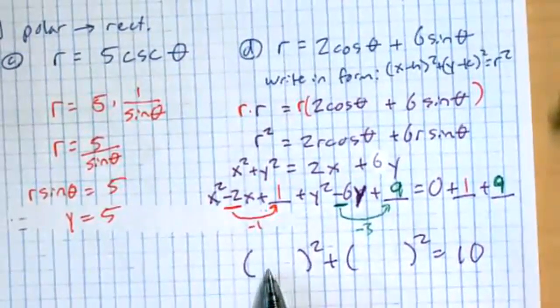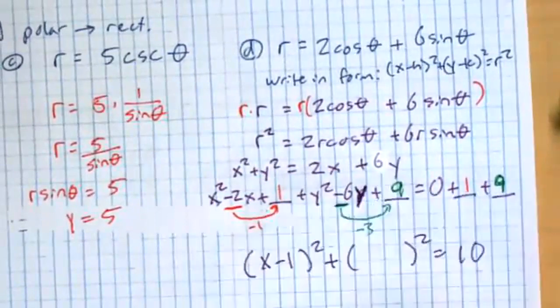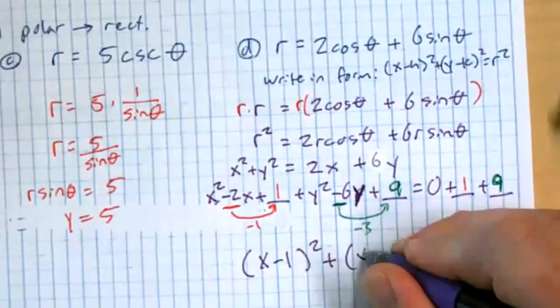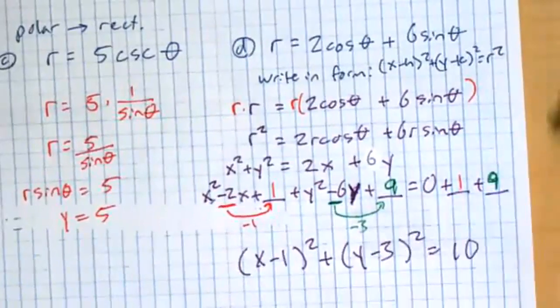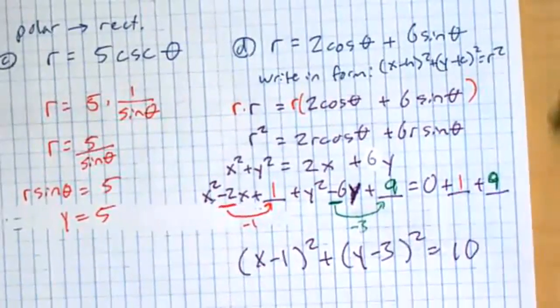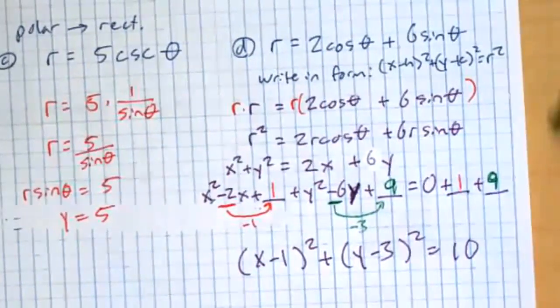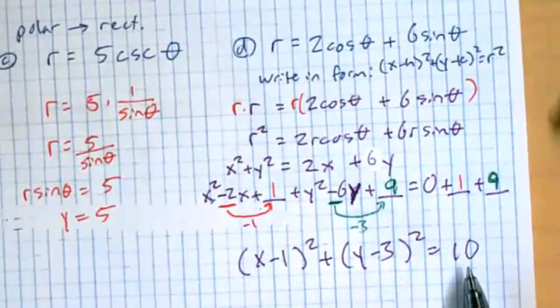Tell me, what do I have in this first parenthesis? x minus 1. And y minus 3. And we're done. It would equal 10. But if I asked you what the radius of that circle was, you would tell me square root of 10. Yes. And it's centered at what point? +1 comma +3, with a radius of square root of 10, which is a little bit bigger than 3.